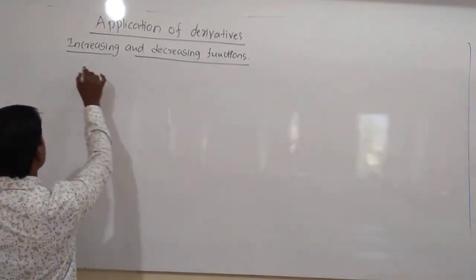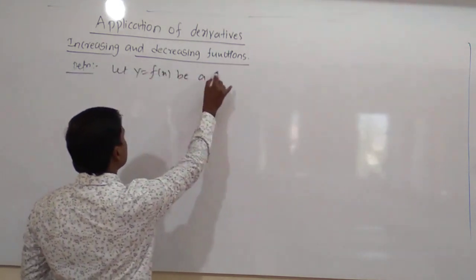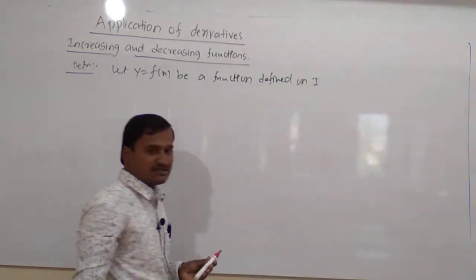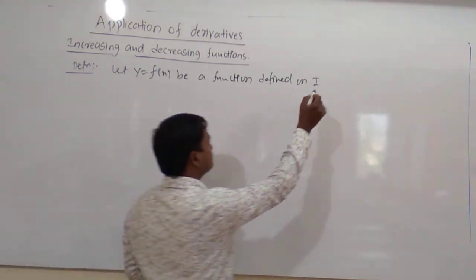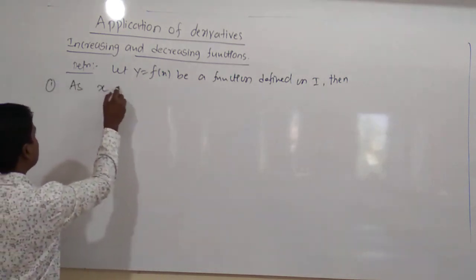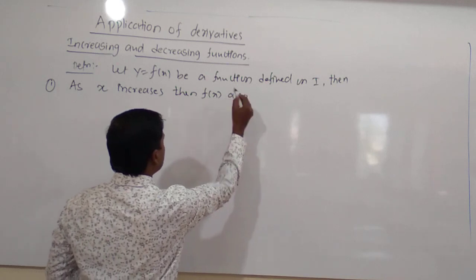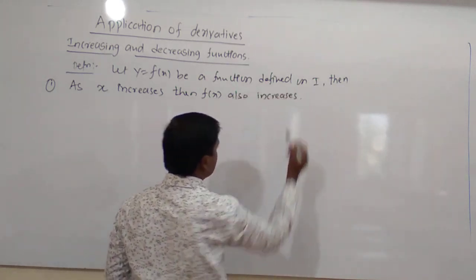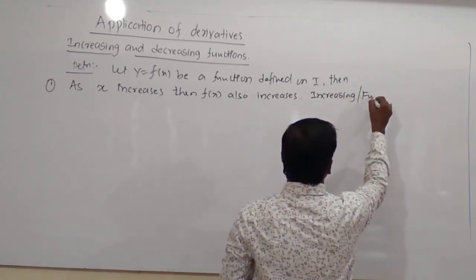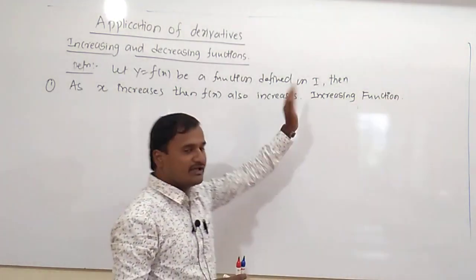So for this I will write the definition. Definition: let y equal to f of x be a function defined on I, which is an interval. Then, first one is, as x increases, then f of x also increases, is called increasing function, right? So later we will see the strictly increasing function.